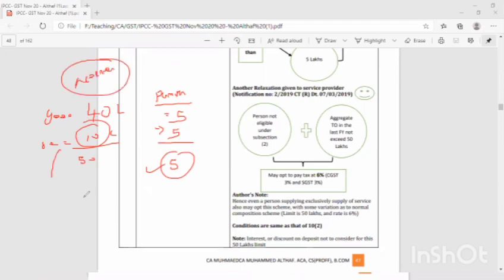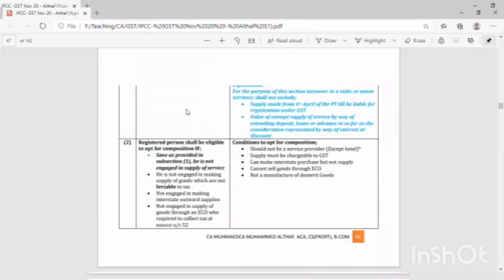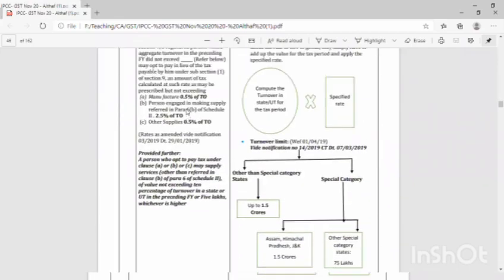So anyway, he can apply for the special composition because the aggregate turnover does not exceed 50 lakhs. So he can opt for the special composition by paying the 6% GST. This is the important thing you have to understand in the composition. That is the only thing you have to remember in case of composition, that you can just go through.